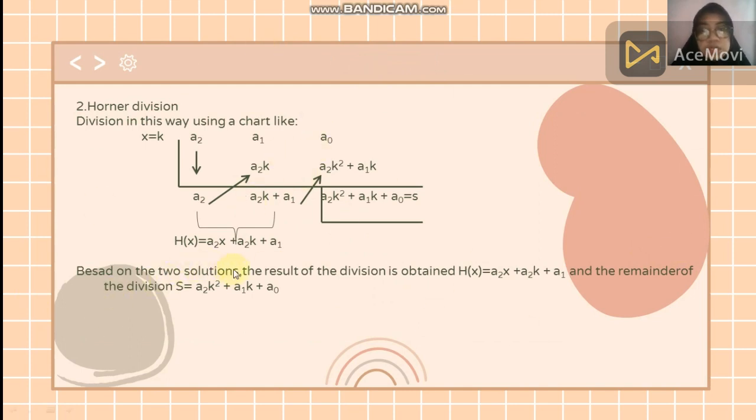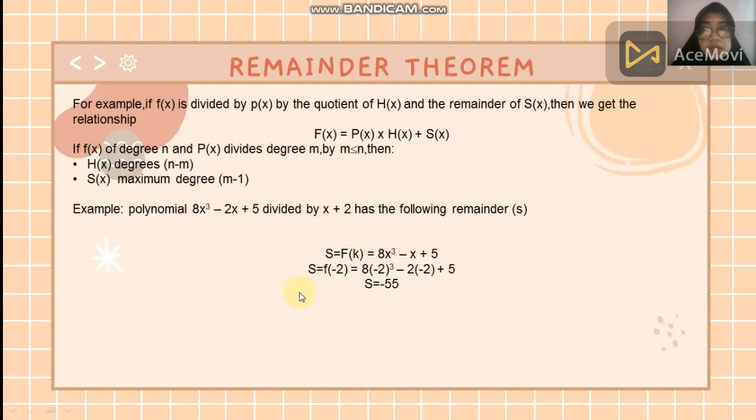Based on the two solutions, the result of the division is obtained: h(x) = a_2 x + (a_2 k + a_1), and the remainder of the division s equals a_2 k^2 + a_1 k + a_0. Next, material: remainder theorem. For example, if f(x) is divided by x - k with the quotient h(x) and the remainder s(x), then we get the relationship f(x) = p(x) h(x) + s(x).